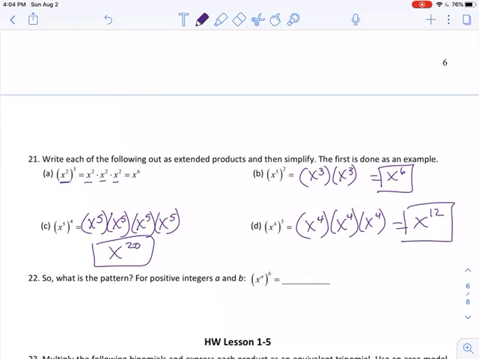So look at all of these. What have I actually done when I have a power to a power? Okay, power to a power. Look to see if we can find a pattern there. I said it before, but I am actually multiplying those exponents. So a power to a power, 2 times 3 is 6. 5 times 4 is 20. 3 times 2 is 6. 4 times 3 is 12. Power to a power, you are multiplying those exponents.